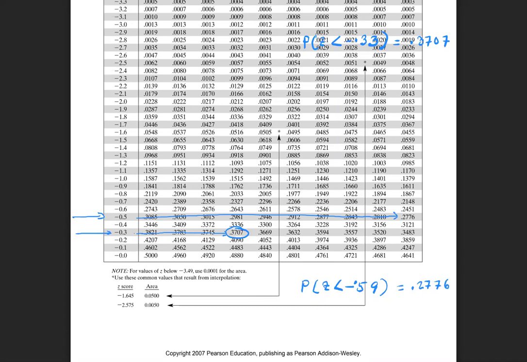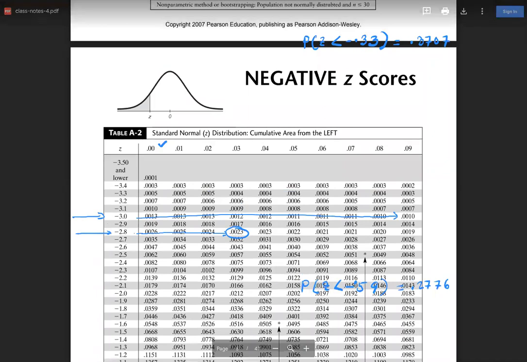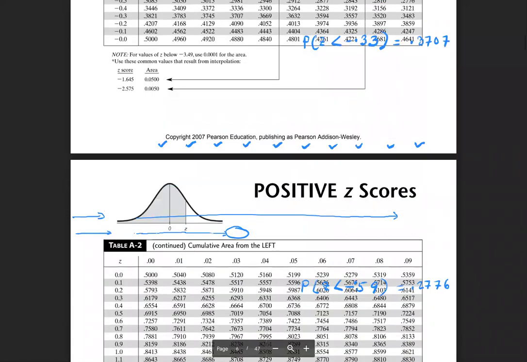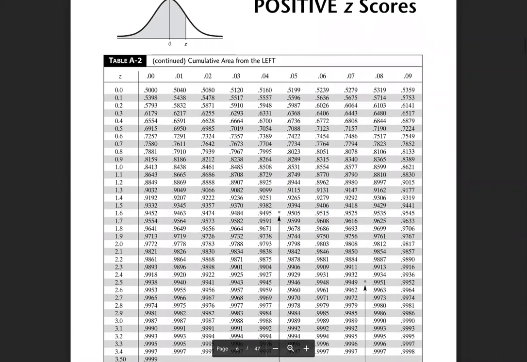0.2776. Remember, on the top, the numbers go from 00, 01, 02, 03, 04, 05, 06, 07, 08, and 09. Remember that. Okay. Now let's do the positive z-scores. It's the exact same thing.